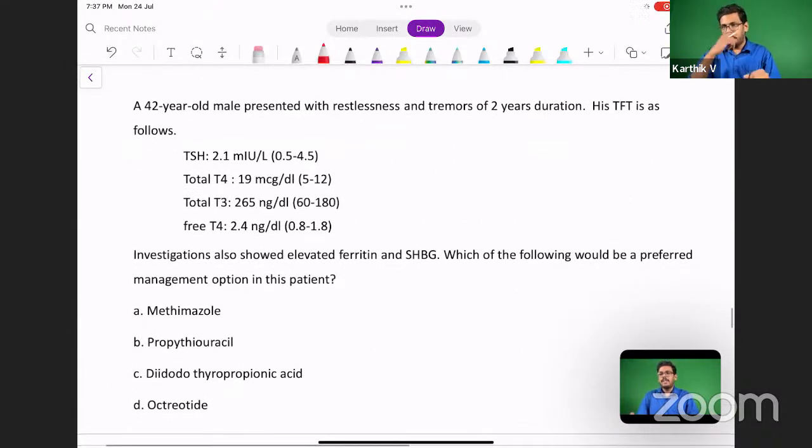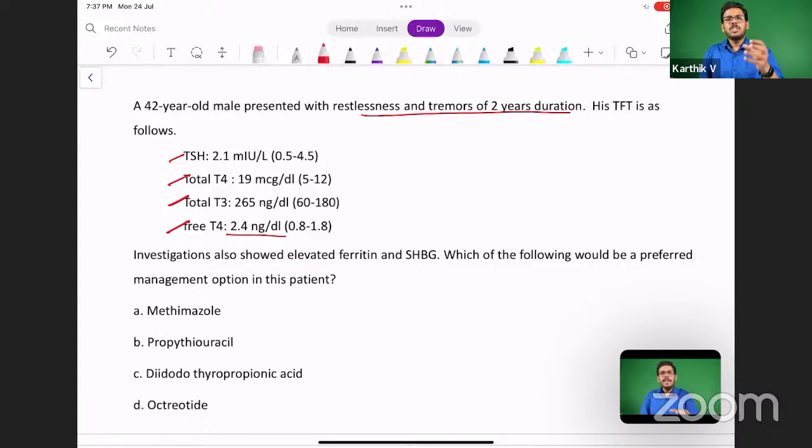Now, a very, very important clinical question. A 42-year-old male presented with restlessness and tremors of 2 years duration. His thyroid function test shows a TSH of 2.1. Total T4 is definitely elevated. Total T3 is elevated. Free T4 is elevated above the upper limit of normal. So the thyroid hormones, T3, T4, and the free hormones, are elevated.